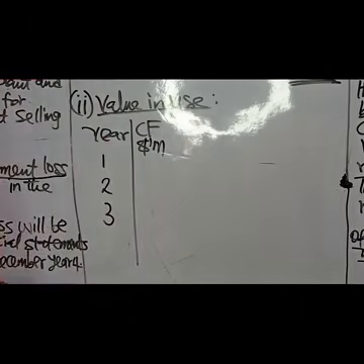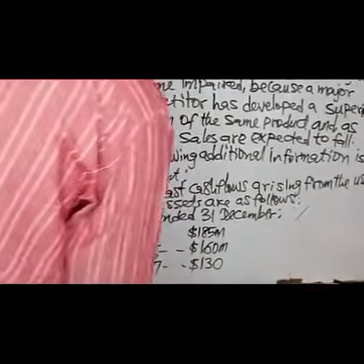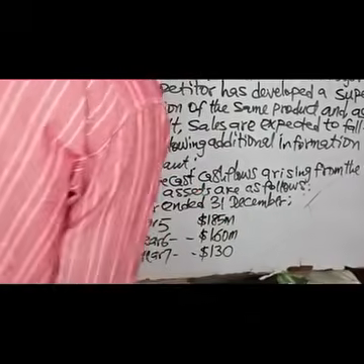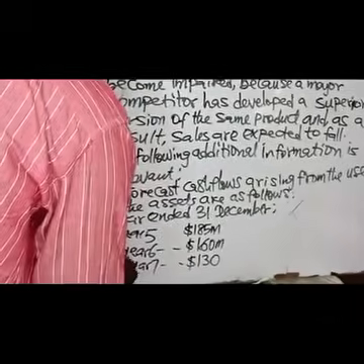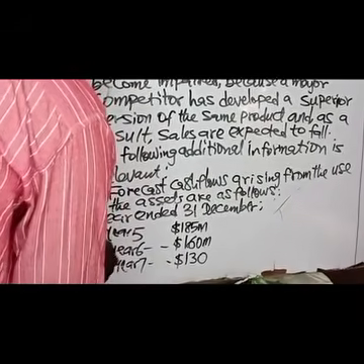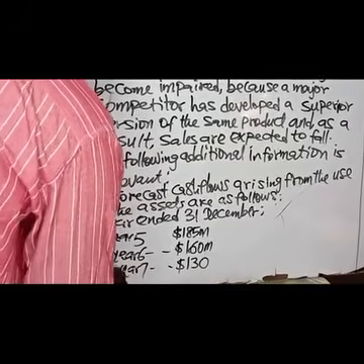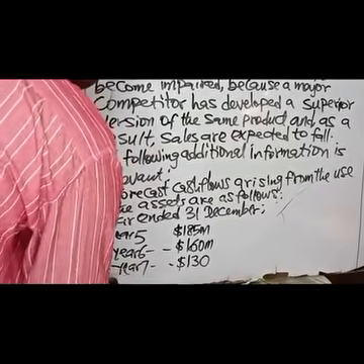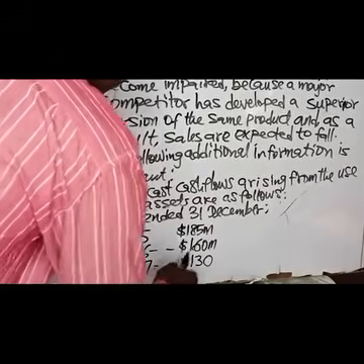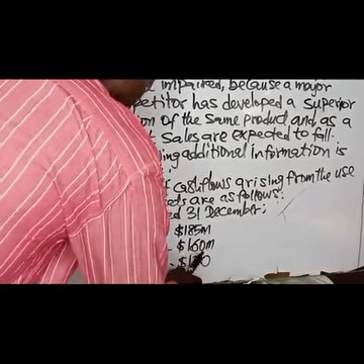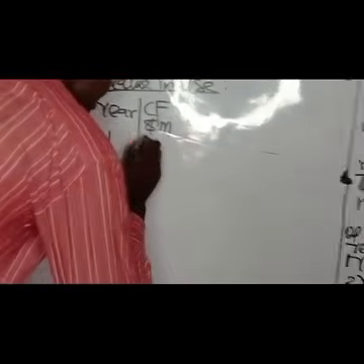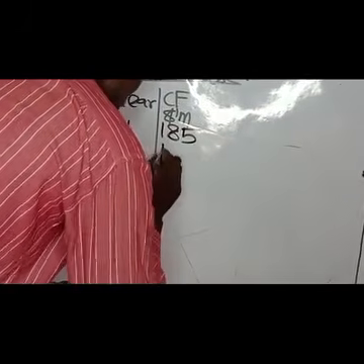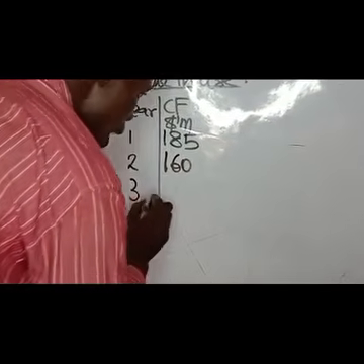Now back to the question. You were told forecast cash flows arising from the use of the assets are as follows: year 5, year 6, year 7. This year 5 is the first year, because year 4 in consideration will be year 0. So this will be the second year, while this will be the third year. So we have cash flows of 185 million, 160 million, and 130 million.